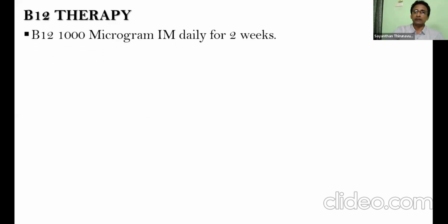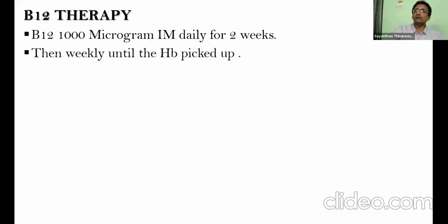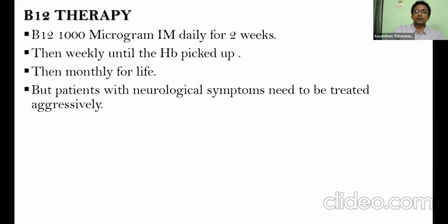So B12 therapy, there are various recommended therapies. I am just mentioning one mode of therapy for the patient with B12 deficiency. In this therapy, it's mentioned that B12 1000 microgram intramuscularly daily for 3 days, 2 weeks, then weekly until hemoglobin picked up. Then monthly for life. But for patients with significant neurological symptoms, we have to treat these patients aggressively.